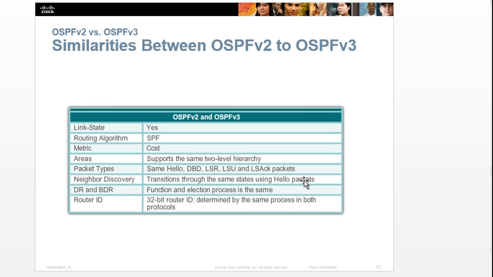So here we've got our similarities between our links. v2 and v3, they're both link state. They use the routing algorithm of SPF. The metric is cost. They support the two-level hierarchy of areas. They send the same types of packets. The router ID is a 32-bit ID. The DR and the BDR are decided by an election process based on the router ID.